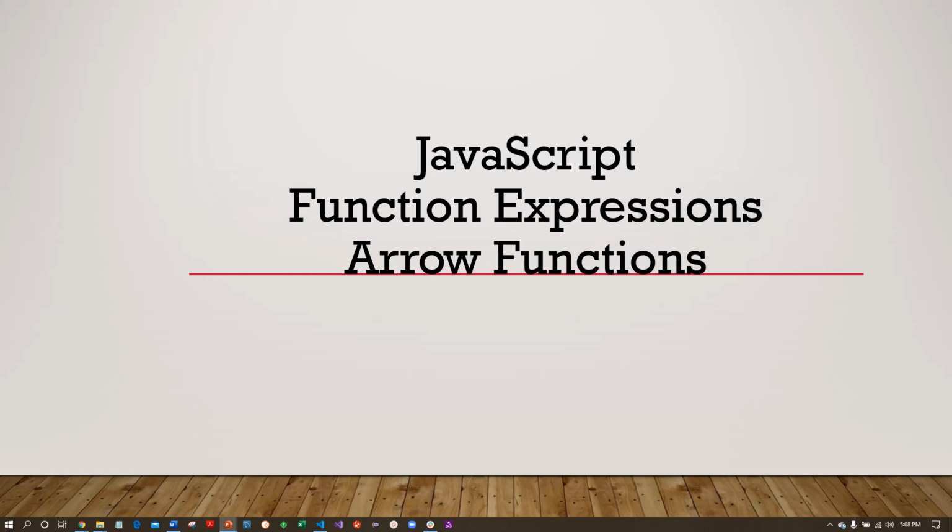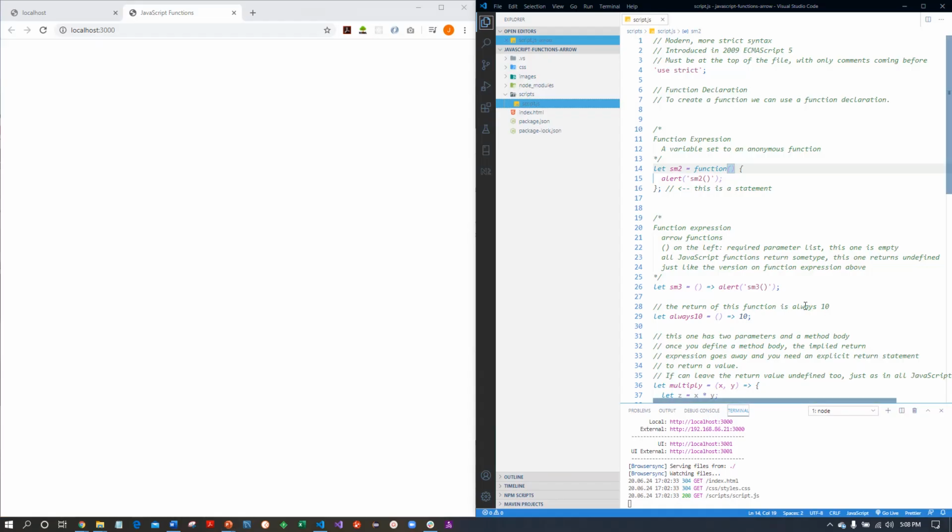Welcome back to our discussion of JavaScript, function expressions, arrow functions. We'll look at an example. So in my code here, I have this function expression which was left over from the last example. We have a variable and we set it to an anonymous function. An arrow function is also a function expression.